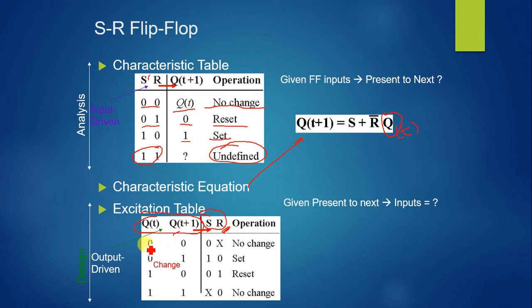That means 0 0, 0 1, 1 0 and 1 1, these are the combinations where you already know what inputs will yield what kind of outputs from the previous table itself. So for the present input, what is the next output that you can expect? This is what the excitation table will provide you.